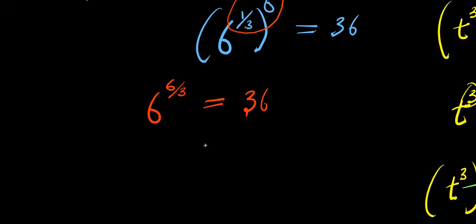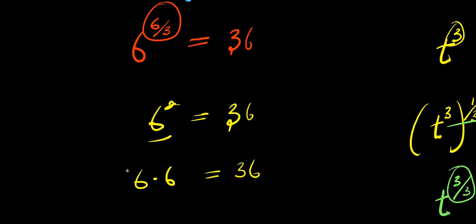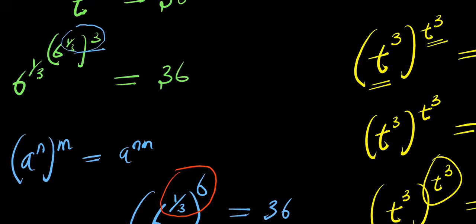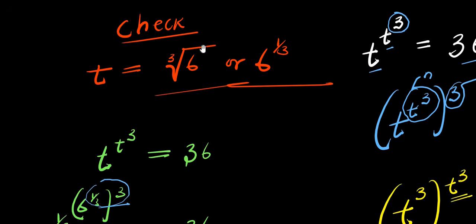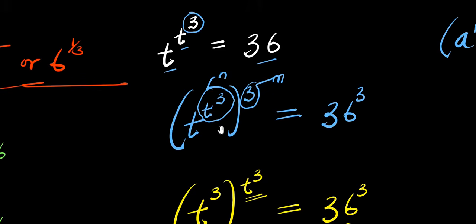So from here, I have 6 divided by 3, that is 2. I have 6 power 2 equals 36. And 6 power 2 is 6 times 6, which equals 36. And 6 times 6 here is 36, and this equals 36. So that is it. The answer, cube root of 6 or 6 power 1 over 3, has satisfied the equation.